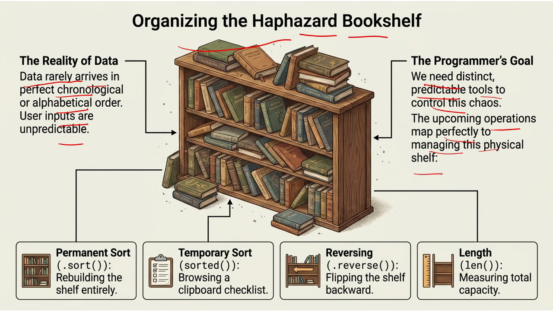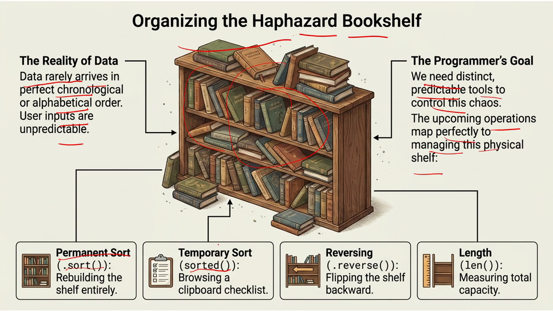So what is the end goal in simple terms? You want to turn all this chaos into a properly organized system so that it's easy to work on. So you now have certain methods to organize it. The first one is the dot sort method. This will permanently sort your list. The second is the sorted method. This will temporarily sort your list.